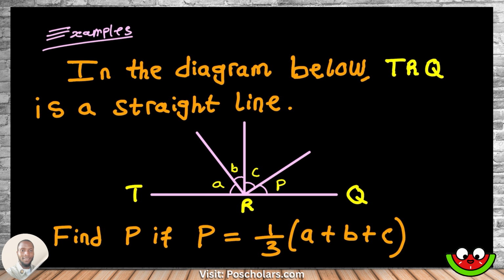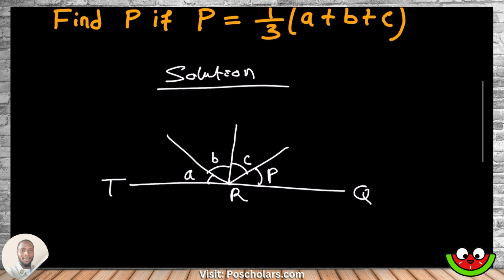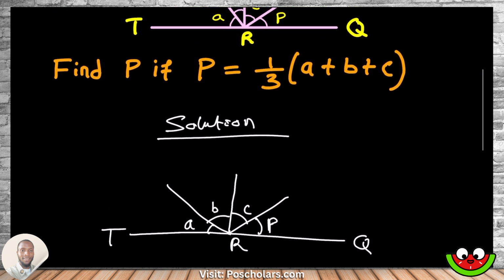Now let's read. It says, in the diagram below, TRQ is a straight line. Find P if P is equal to 1 over 3 into bracket A plus B plus C, right? Now let's jump into solving the question. Before I solve the question, we'll draw the diagram precisely. Good. Now this is the diagram. The information we are given is that P is equal to 1 over 3 into A plus B plus C.